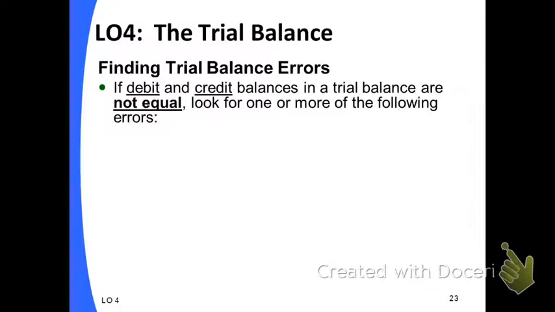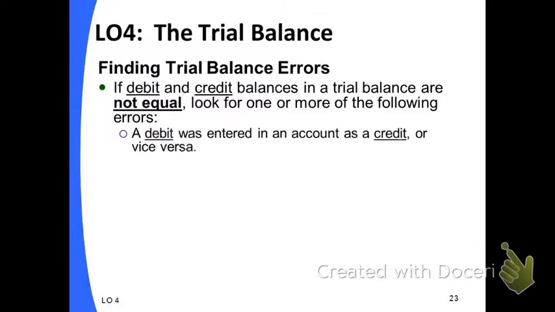If the debits and the credits are in balance, then the trial balance is correct. If the debit and credit balances in the trial balance are not equal, then you have to look for errors. The first and most common type of error is that a debit was entered in an account as a credit, or vice versa.